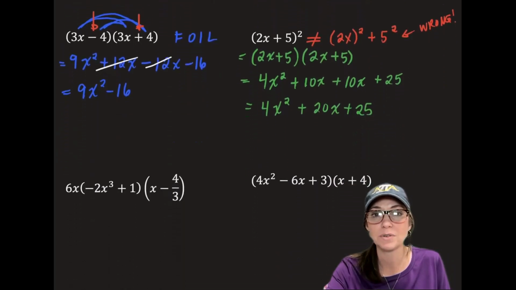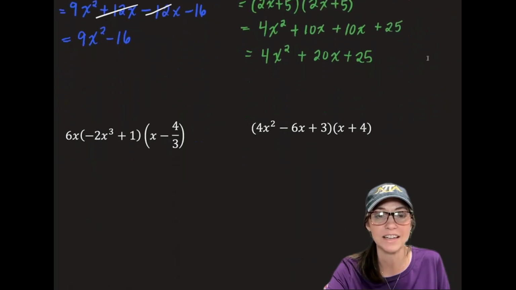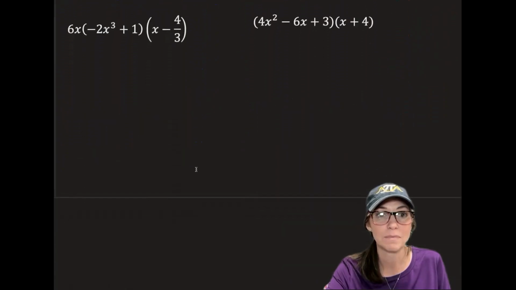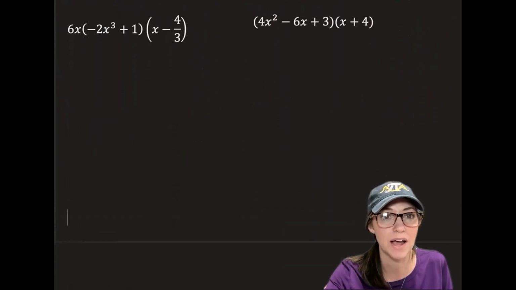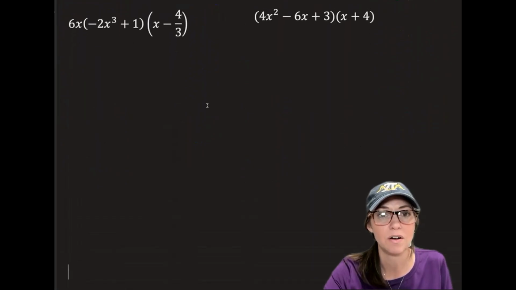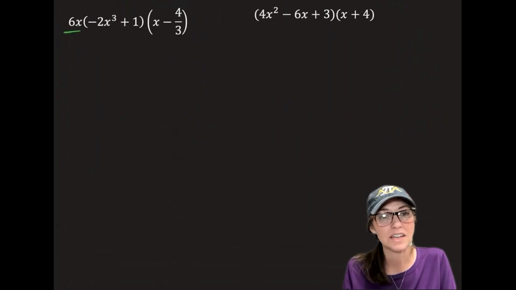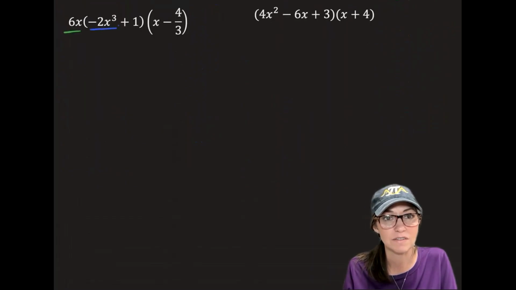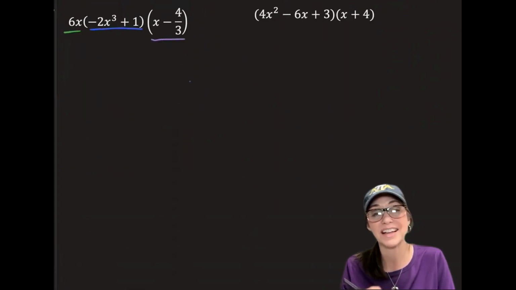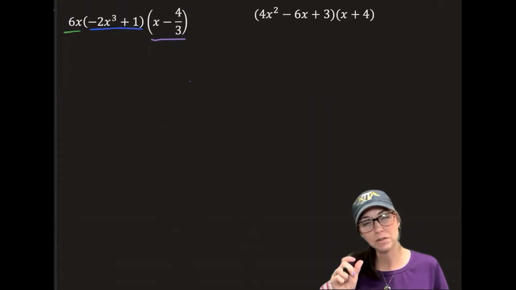From here, let's go on to two slightly more advanced examples, starting with 6x squared minus 2x cubed plus 1, all times x minus 4/3, okay? So there's three things multiplied here, right? You have a 6x, three factors, 6x. You've got this negative 2x cubed plus 1, that's a factor. And separate from that, you have x minus 4/3. That's also a factor. Now, you can really only multiply two at a time, so that's what I recommend.